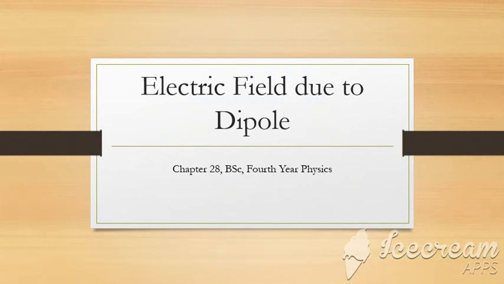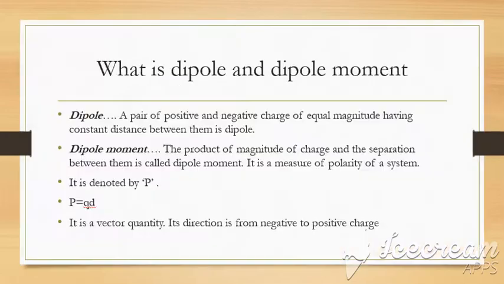This is my lecture on electric field due to a dipole, which is from chapter number 12 from the book paper C. So first we all must know about a dipole and then a dipole moment. What is a dipole? A dipole consists of a pair of positive and negative charge of equal magnitude having constant distance between them. This is called dipole.